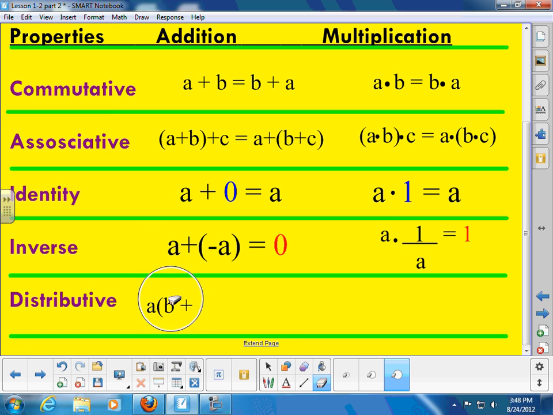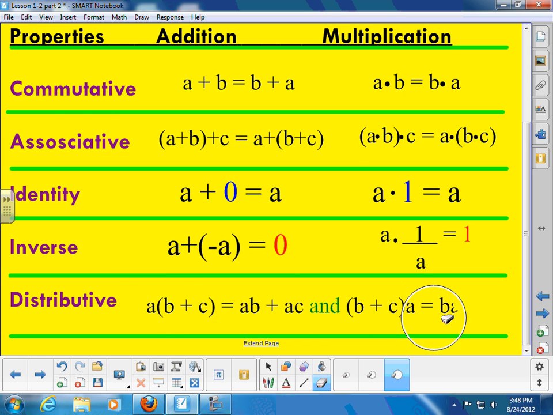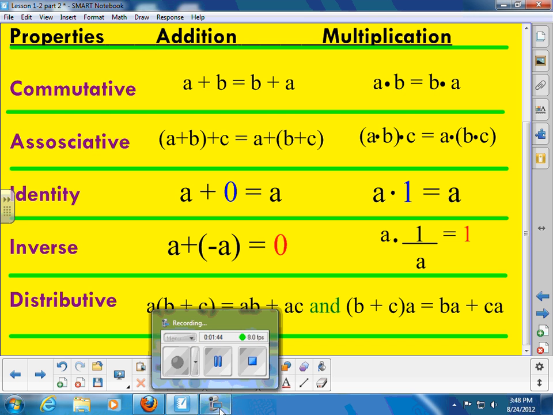And finally, the distributive property states that a times the quantity b plus c equals a times b plus a times c. And the quantity b plus c times a is equal to b times a plus c times a. The distributive property is neither addition nor multiplication.